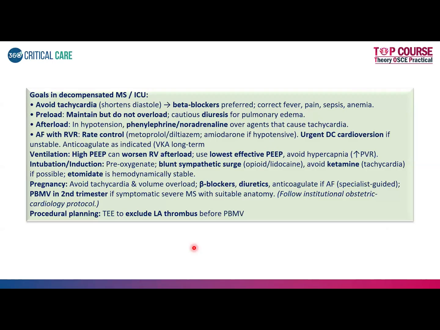In pregnancy, avoid tachycardia and volume overload, and go for mitral valvotomy and commissurotomy, as we have discussed in the previous slide. So these are the goals of the decompensated MS, and this is the most important slide which is needed for you in the ICU. In the exam, this is the slide that one is looking for, and you need to produce.